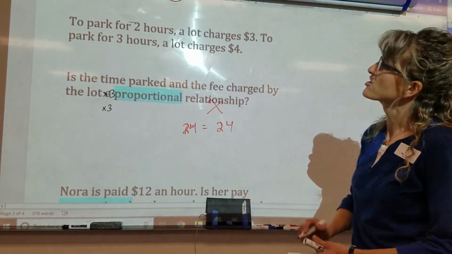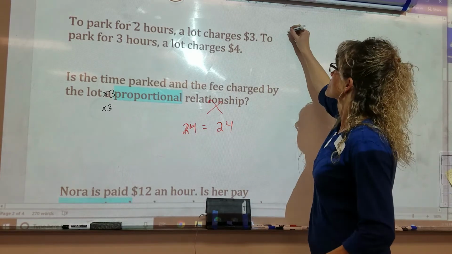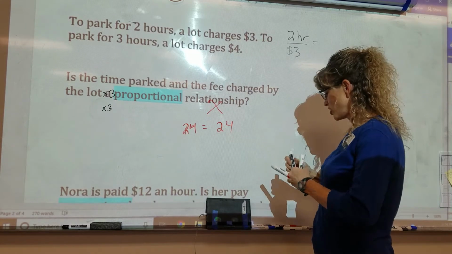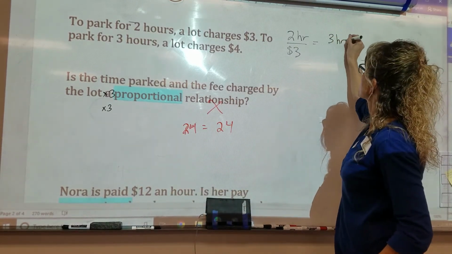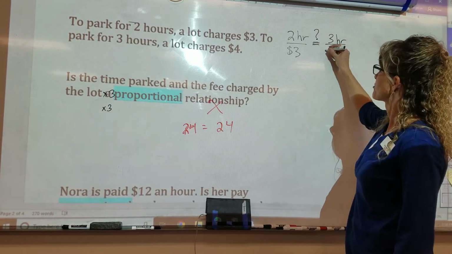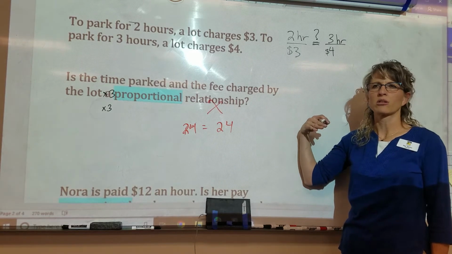All right, let's look at this case. If you're parking for 2 hours and you get charged $3, and then you go and you park for, I'm going to try marker, 3 hours, and they charge you $4, I'm going to put a question mark here. Are those a proportional relationship? Are those ratios the same proportion?